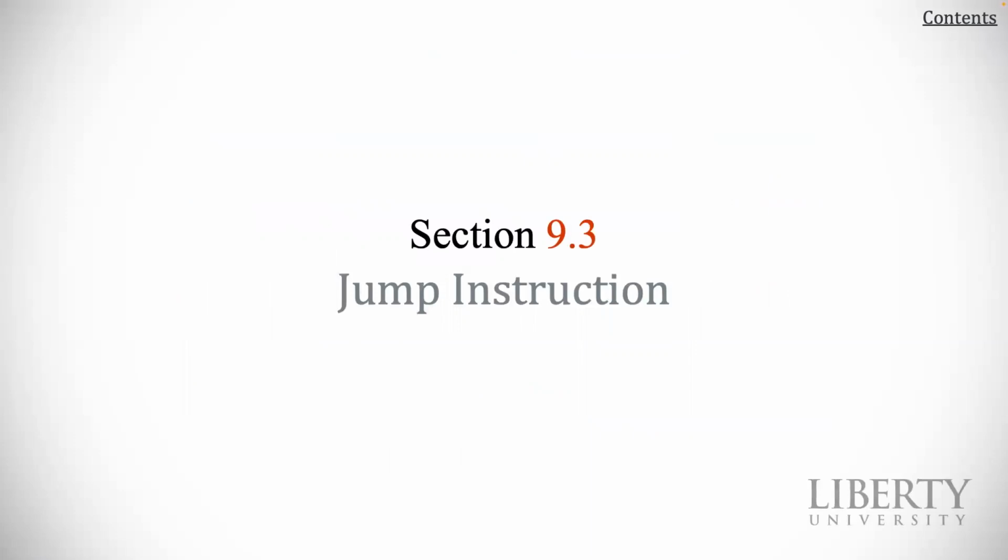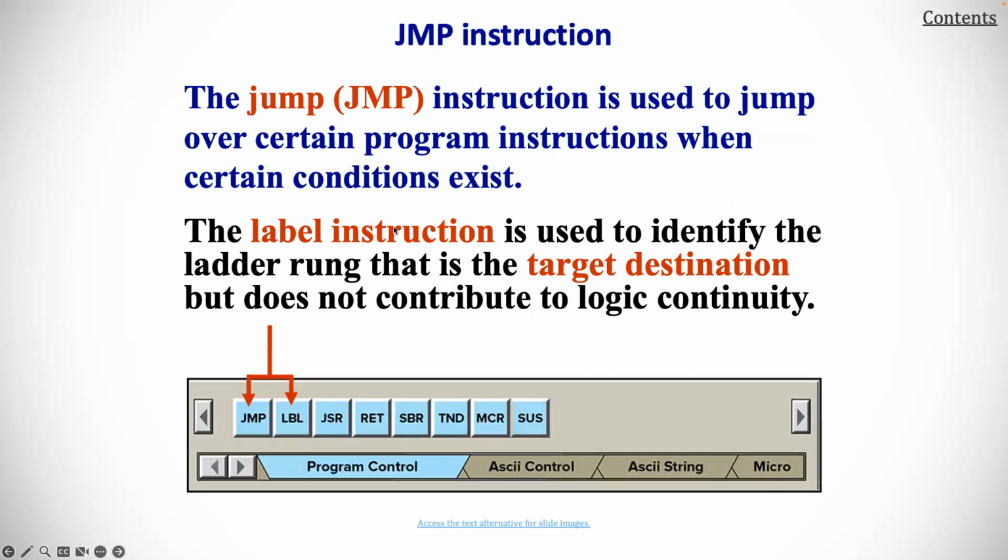Okay, what about jump instructions? In programming, you always have decisions and the ability to jump. The jump JMP instruction is used to jump over certain program instructions when certain conditions exist. The label instruction is used to identify the ladder rung that is at the target destination but does not contribute to the logic connectivity. So here we have the jump command that we're talking about.